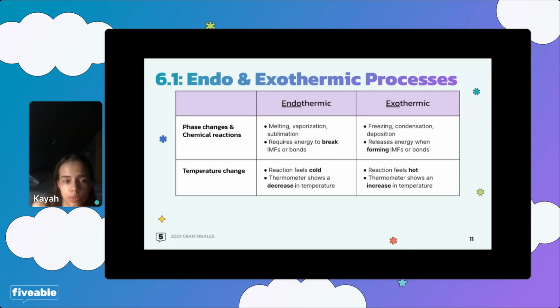Next up, we have exothermic. So in terms of exothermic processes, the phase changes are freezing, condensation, and deposition. Okay. And in these cases, you have energy being released when forming intermolecular forces or bonds. So again, you have that opposite of endothermic. To break, you need energy to break it, and in exothermic, you release energy to form it.